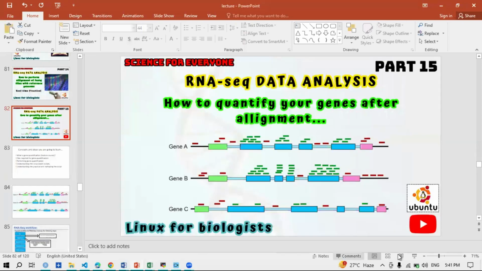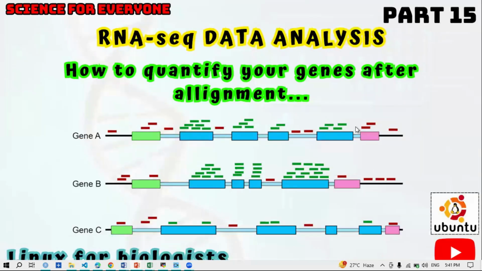Okay, so this was all about today's video. In part 16 of this video series we will start with R programming, and we will analyze our gene matrix data using the metadata, and we will find the differentially expressed genes. We will also visualize our data through PCA plots, volcano plots, and heat maps. I will also show you how to generate them.